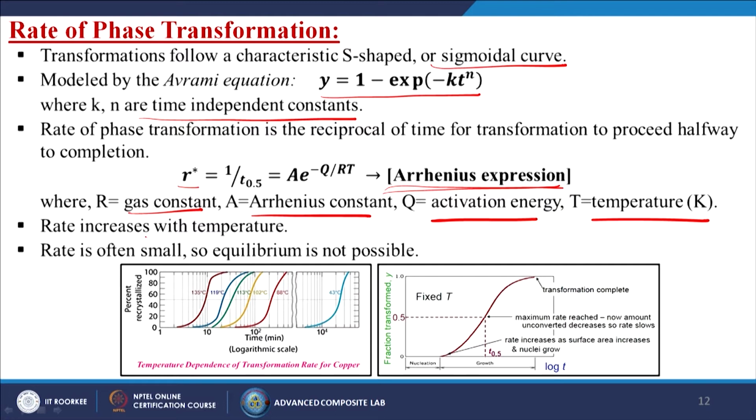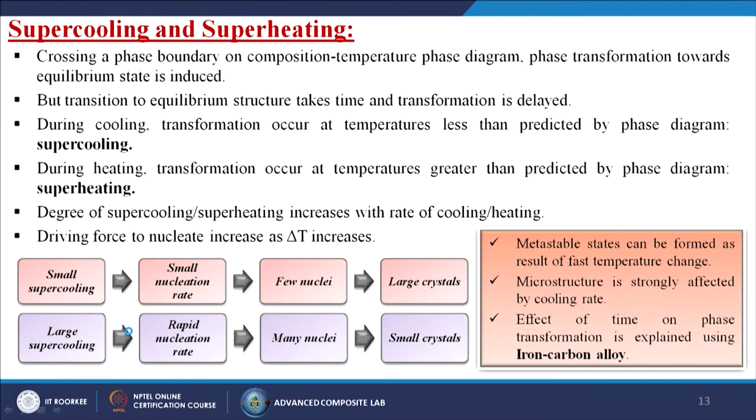Rate increases with temperature; the rate is often small, so equilibrium is not possible. So, in this particular case you can see how the percent recrystallization takes place with temperature: the temperature dependence of transformation rate for copper. So, this is the example.